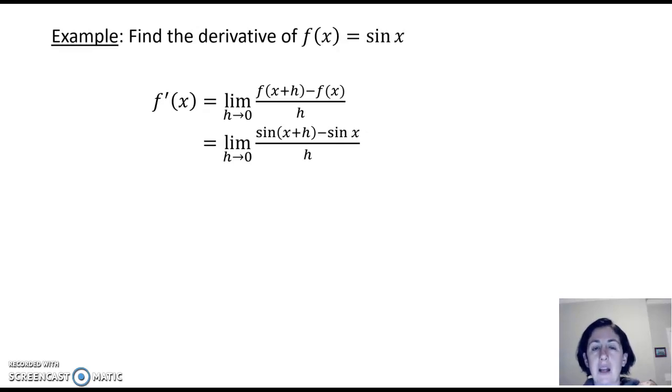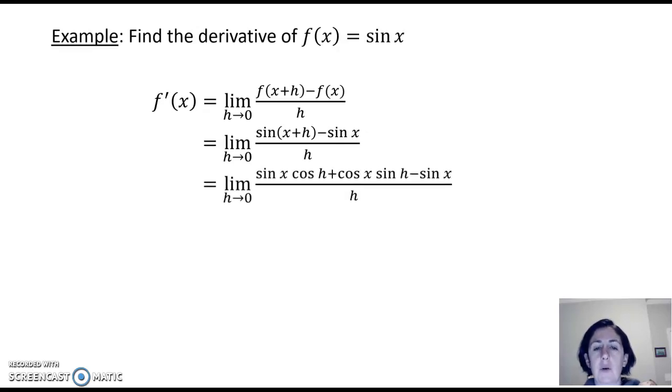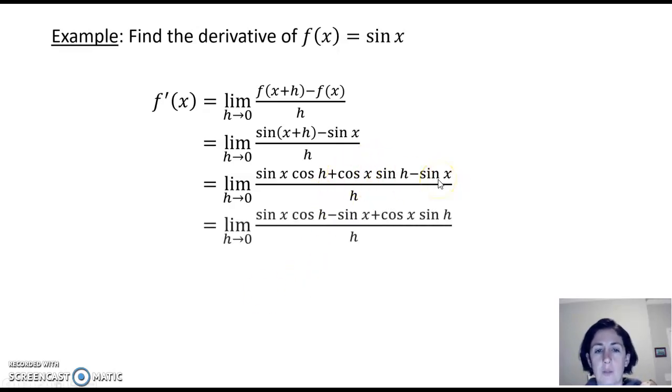Notice we're taking the sine of a sum there, the sine of x plus h. Using that sum formula we just went over, we have the limit as h approaches 0 of the sine of x times the cosine of h plus the cosine of x times the sine of h minus the sine of x all over h. So now I'm actually going to switch these two terms here. And I have the limit as h approaches 0 of the sine of x times the cosine of h minus the sine of x, and then plus the cosine of x times the sine of h all over h.